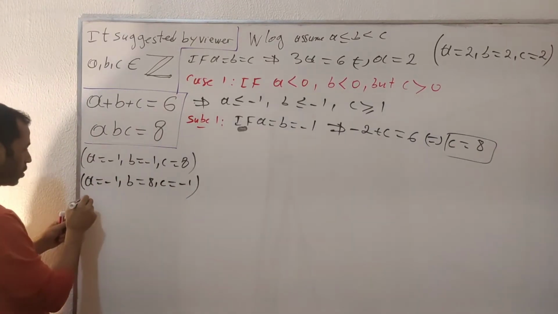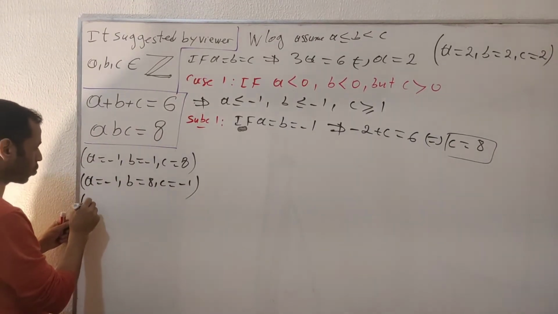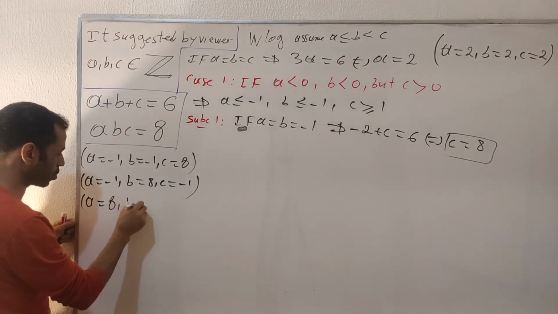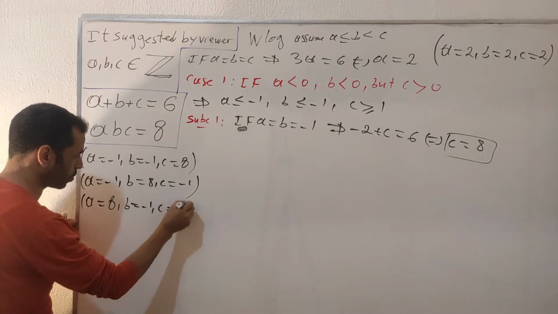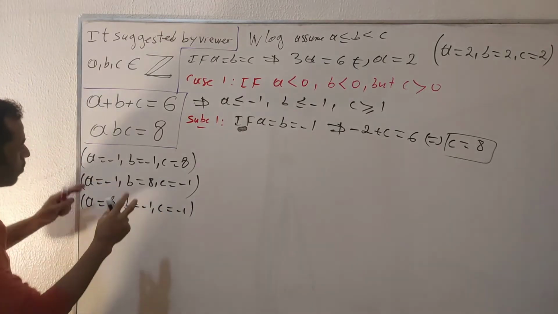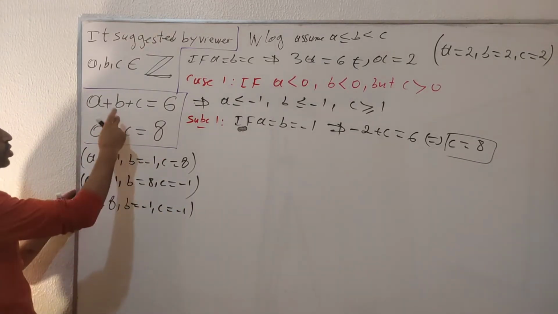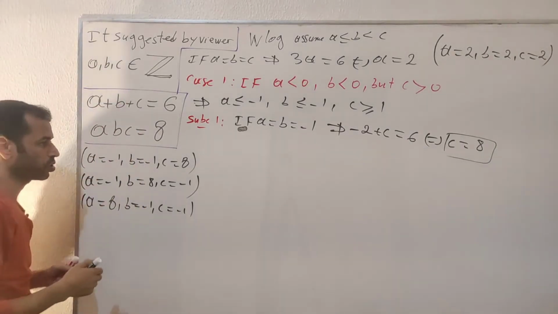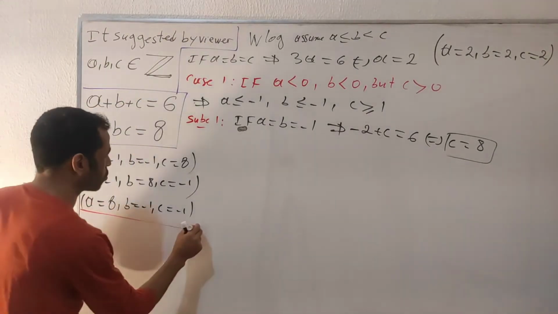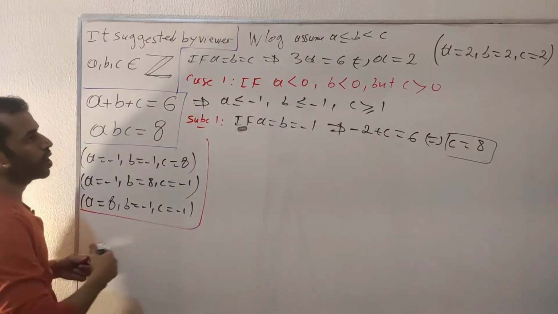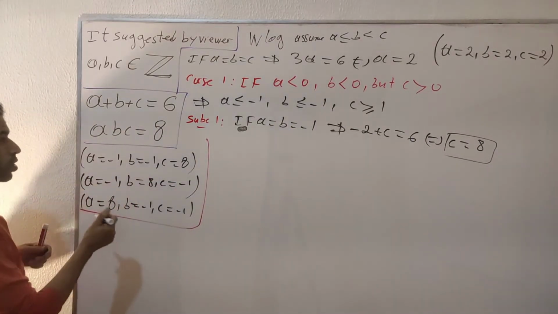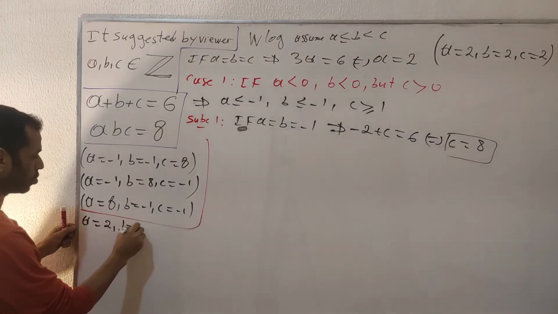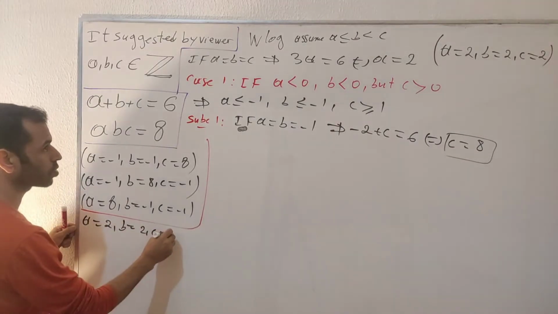Both cases are working here. The last solution, I get A equals 8, but B equals -1, C equals -1, like this. If you plug all these solutions into both equations, they are satisfied. So I am done with this one. I'm going to add that solution over here. The first solution was A equals 2, B equals 2, and C equals 2.